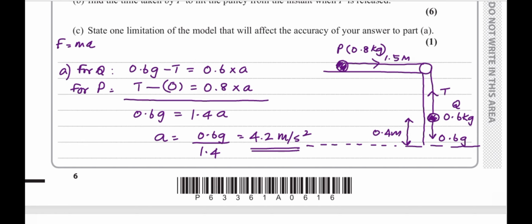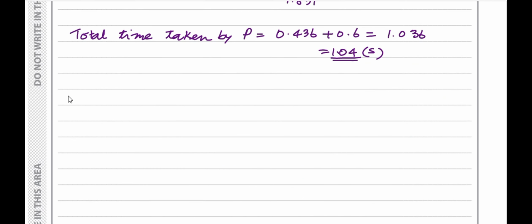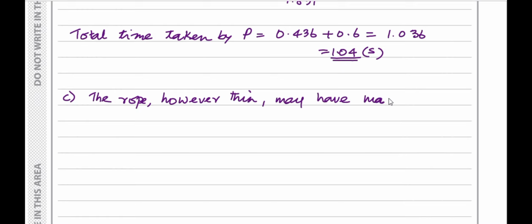Part C. State one limitation of the model that will affect the accuracy of your answer to Part A. Here we can safely say the rope, however thin, may have mass and this will affect the calculation done as per model.